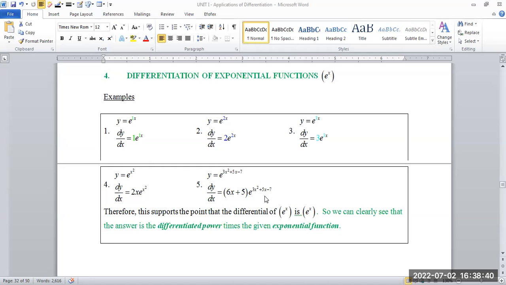You tell me if that was difficult. So you see what I have here? I have something that says it is the differentiated power times the given exponential function. Differentiate the power, put it in front of it, times the given exponential function.